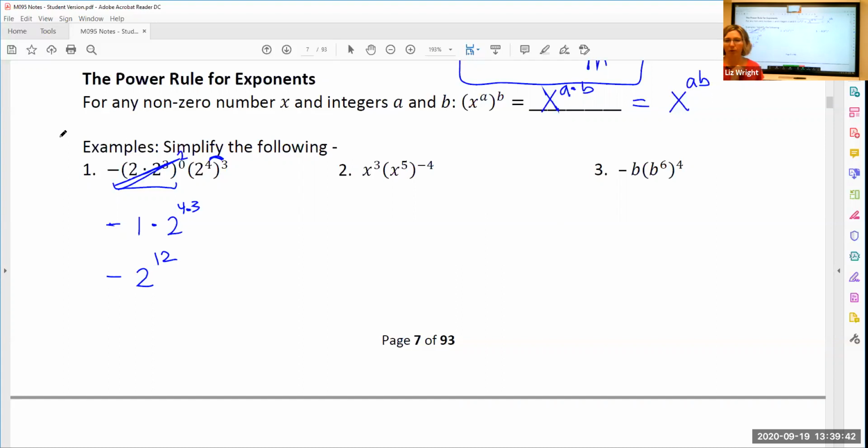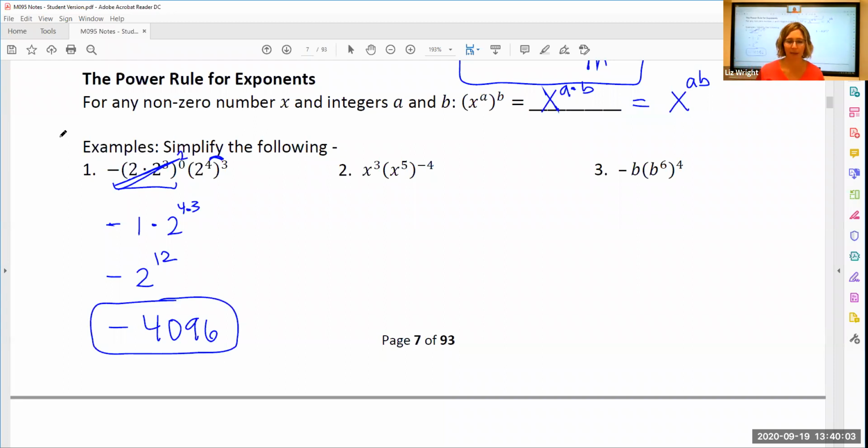And then you can go ahead and just multiply that out and say, well, what is 2 to the 12th? Put that in your calculator, 2 to the 12th power. You should be getting -4,096. And I would double check that. Make sure you can do that in your own calculator.